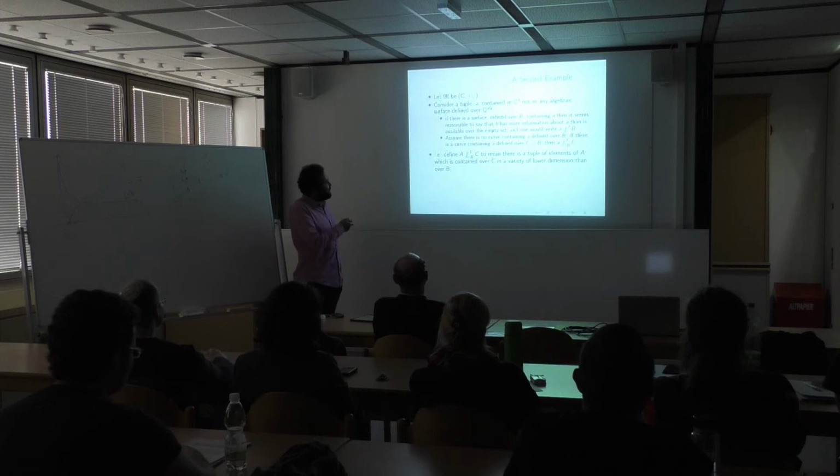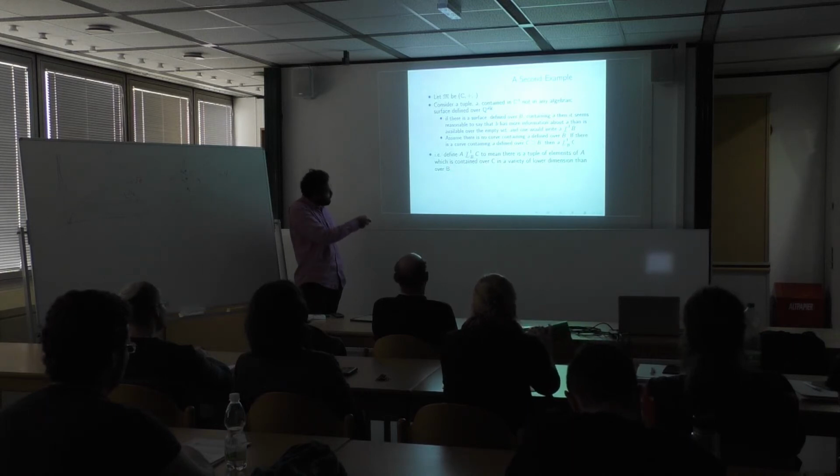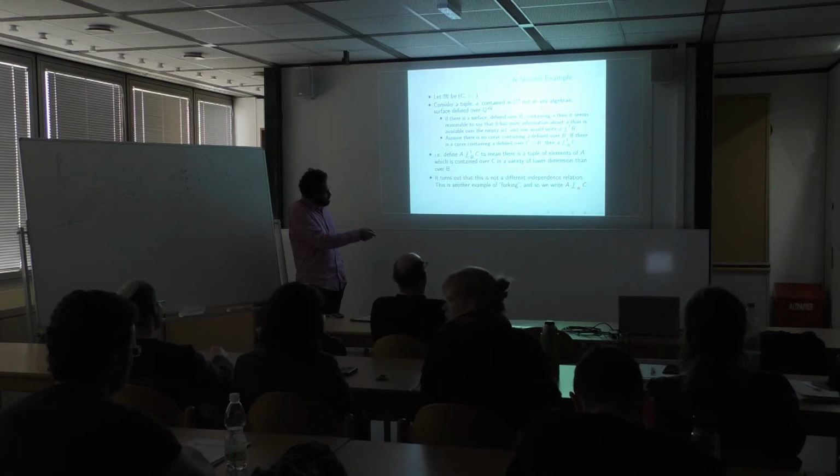Okay, so in other words, let's make this now a definition. We can define A is not independent from C over B to mean that there's a tuple of elements in A which is contained over C in a variety of lower dimension than over B. Here it should either say BC, or I should have said that C contains B. It turns out that this is not a different independence relation from the last one. It turns out this is the same one. This is another example of so-called forking, and so we don't need to come up with some new symbol. This is just a symbol for forking. We can say that A forks with C over B.